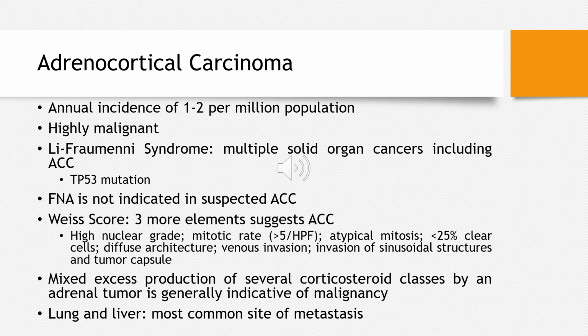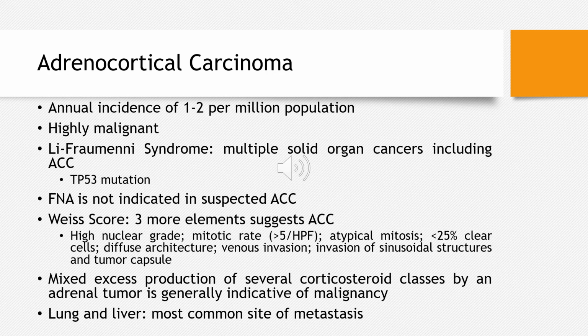The most common histopathologic classification is the Weiss score, taking into account high nuclear grade, mitotic rate of more than 5 per high power field, atypical mitosis, less than 25% clear cells, diffuse architecture, and presence of necrosis, venous invasion, and invasion of sinusoidal structures and tumor capsule. The presence of 3 or more elements suggests adrenocortical cancer.